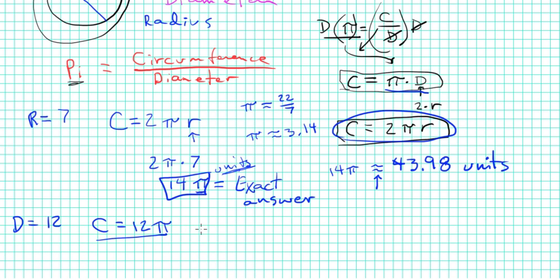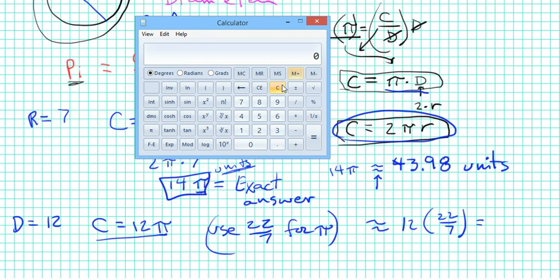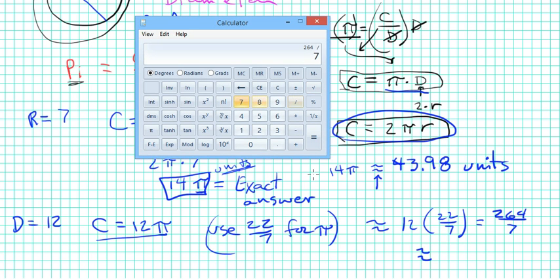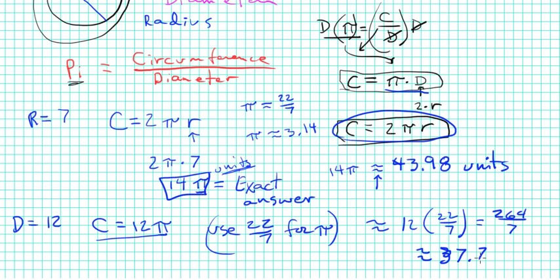And so what if I need to use 22/7 for pi? Well, then we say it's approximately equal to 12 times 22/7, which equals, well, let's see what 12 times 22 is equal to. Okay, clear. 12 times 22, 264, divided by 7, and that's approximately equal to 37.71 units.